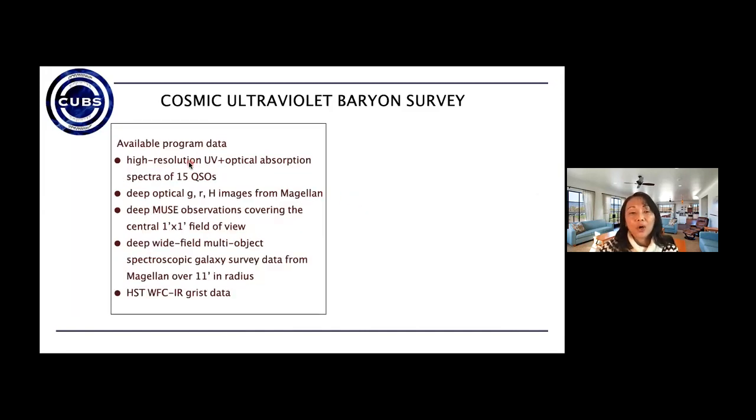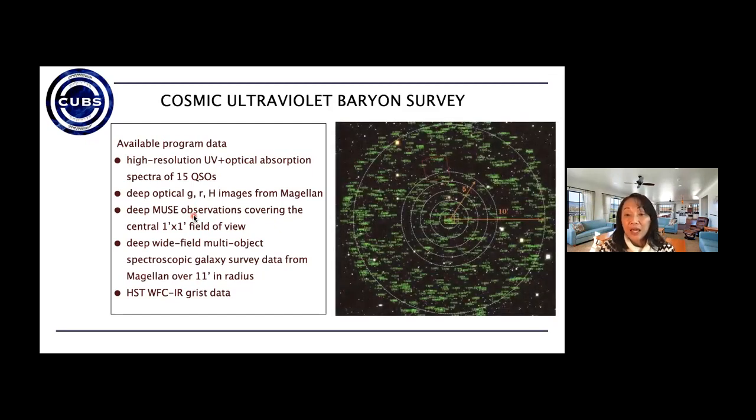But quickly, over the last 3 years, we have been very busy collecting a large number of comprehensive auxiliary data, including ground-based supplemental optical high-resolution absorption spectra to cover the magnesium II and iron II that I mentioned earlier, and also massive galaxy surveys on Magellan and also VLT using MUSE to enable a joint absorber and galaxy study. This is just to give you a sense of the scope of the survey.